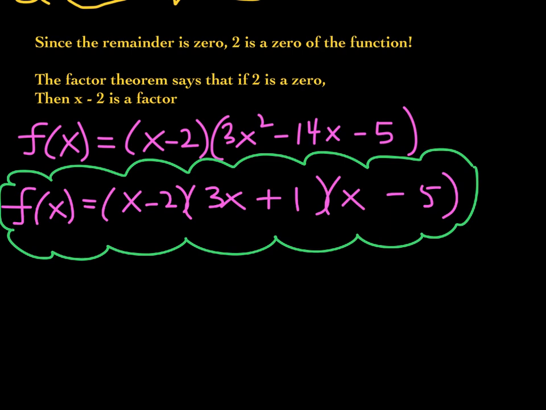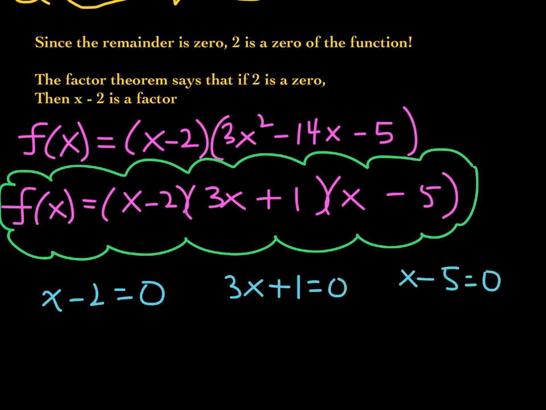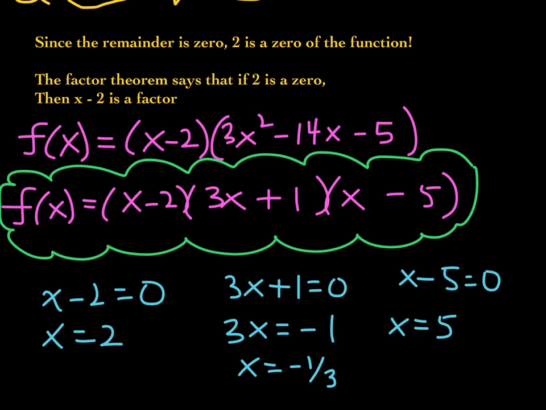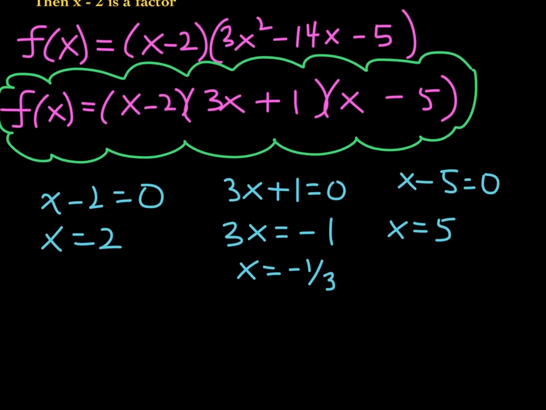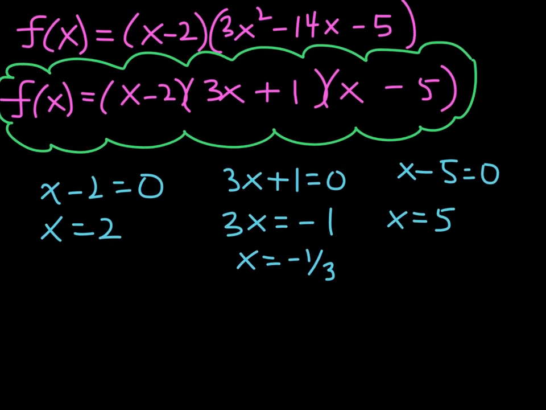I hope you're thinking, well, I would take each of my factors, set them equal to 0, and solve. So this one, after adding 2 to both sides, you get x equal to 2. This one, you would subtract 1 from both sides, and then divide by 3. And this one, add 5 to the right. Okay, so you found all 3 zeros. Remember, it was a cubic degree 3 polynomial function, and we found 3 zeros. So these are the 3 zeros of your function, written in set notation, 2, comma, -1/3, comma, 5. By the way, each one of these has multiplicity 1.